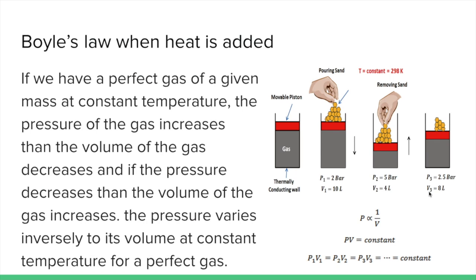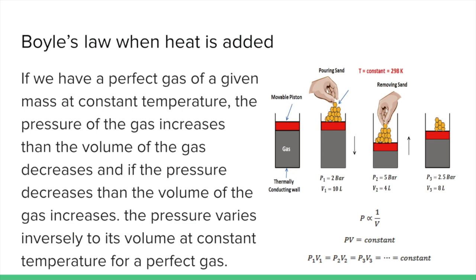Boyle's law, then, when heat is added. If we have a perfect gas of a given mass at a constant temperature, as the pressure of the gas increases, the volume of the gas decreases, and if the pressure decreases, the volume of the gas increases. The pressure varies inversely to its volume at a constant temperature for a perfect gas.